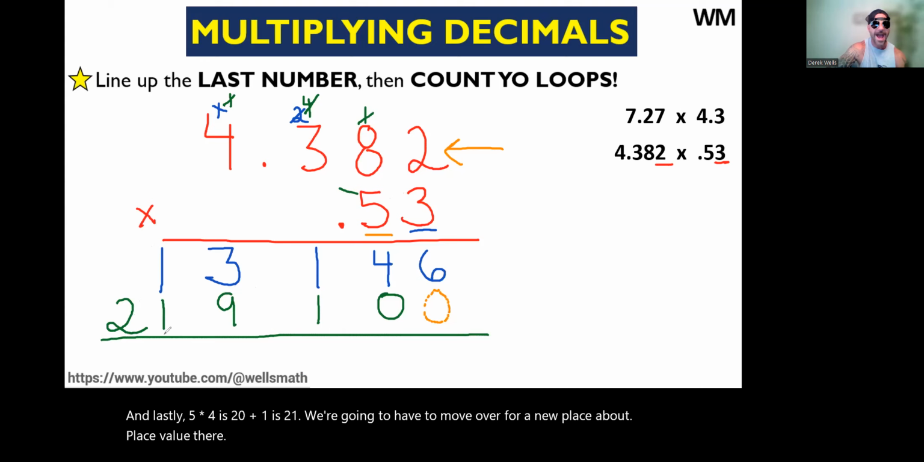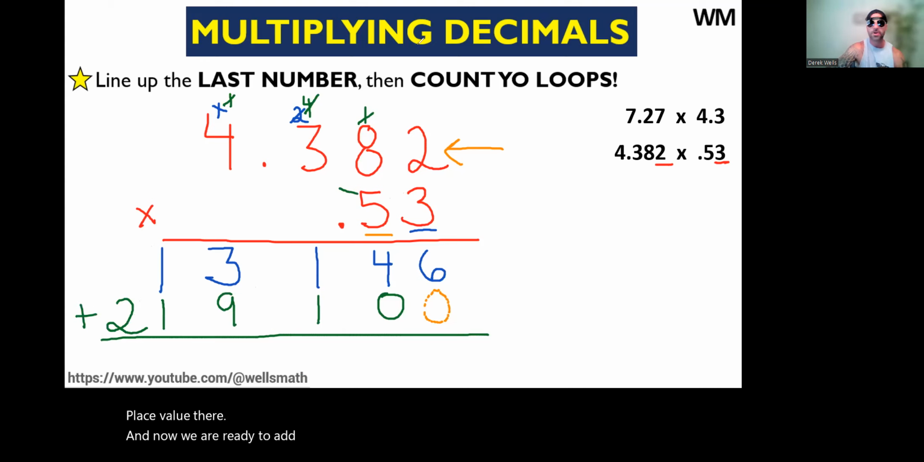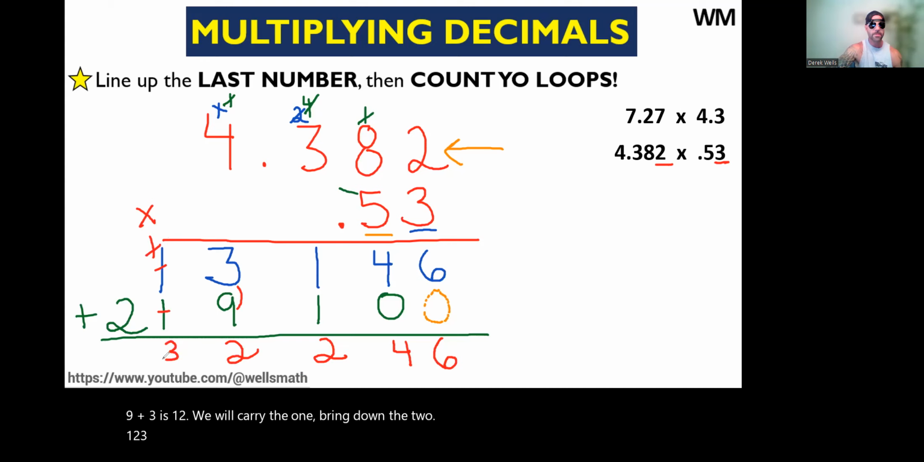Now we are ready to add our 2 rows of numbers. All right, we got our 6, got our 4. 1 plus 1 is 2. 9 plus 3 is 12. We will carry the 1, bring down the 2. 1, 2, 3. Add those 3 up, and then bring down our 2.